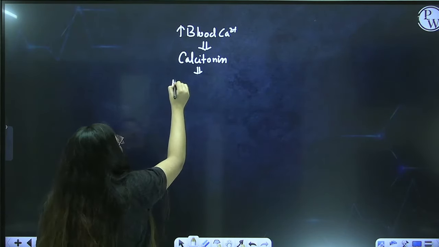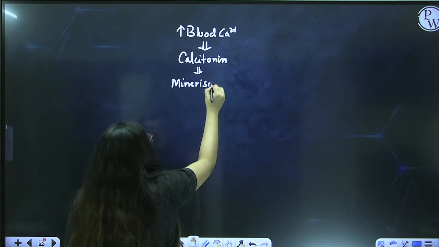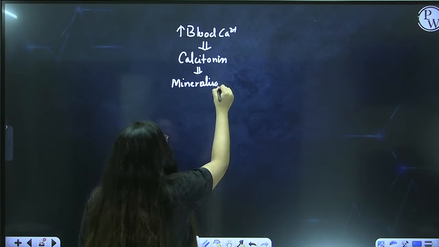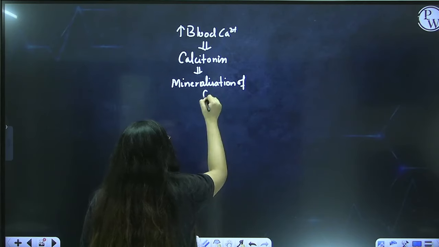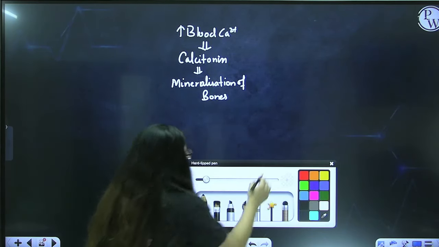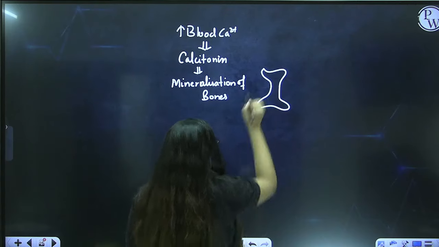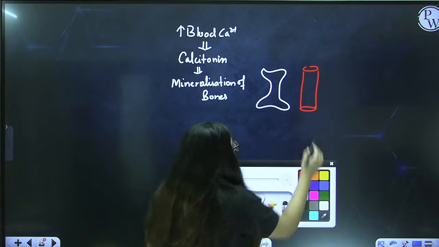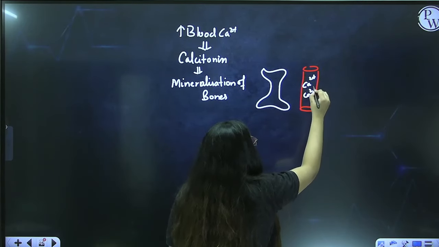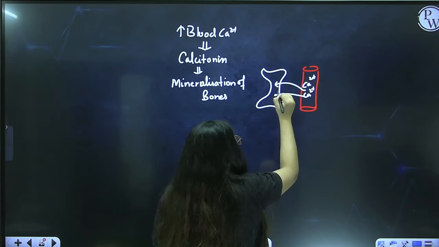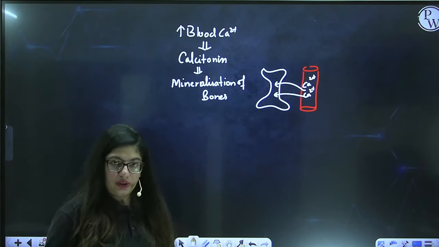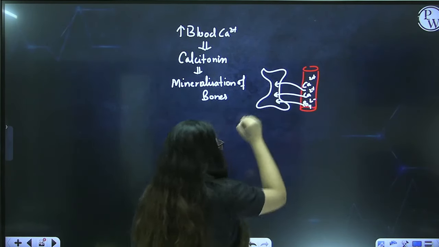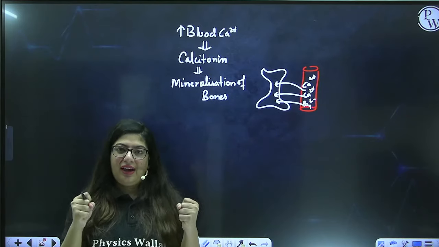Now, what does calcitonin do? It causes mineralization of bones. What does it mean? For example, if this is a bone and this is the blood, and as you know, the level of calcium in the blood has increased. Now, what does it do? It will keep on pasting this calcium and phosphate both on the bone, and then the bone will have great growth.